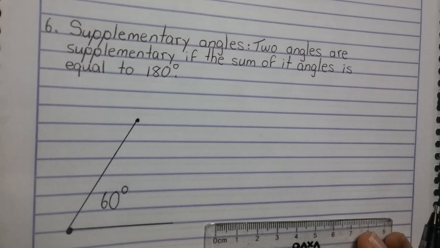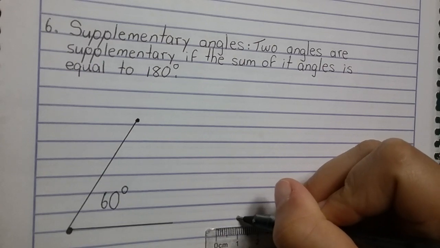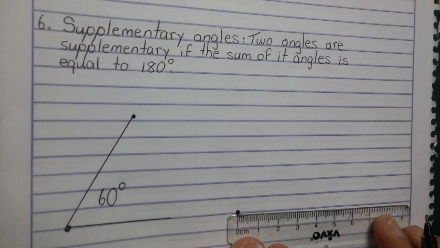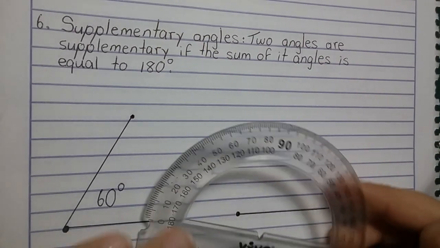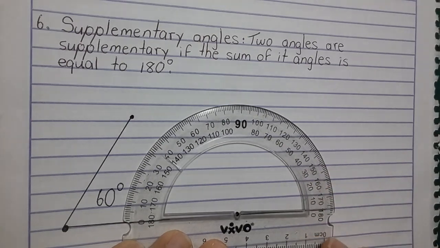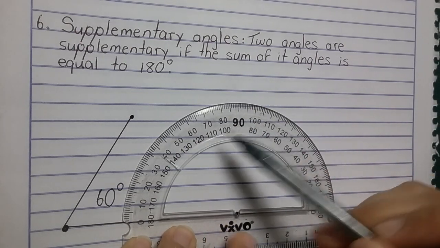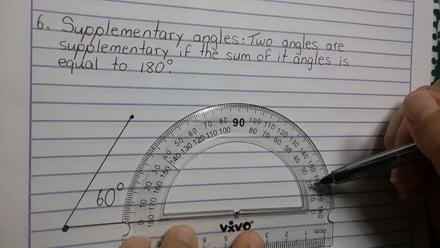120 degrees. I will draw my vertex over here. I will draw a line. And I will use the protractor to draw my angle. Remember that I want 120. 10, 20, 30.